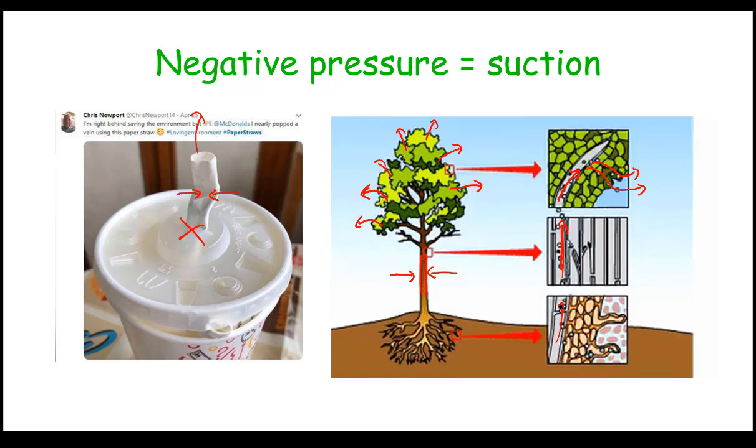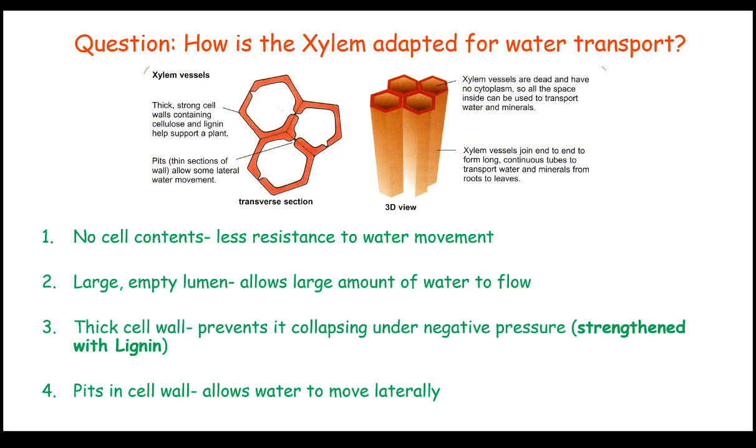And if it wasn't for this lignin, the xylem vessel would actually collapse in on itself, and the transport of water and ions from the roots would actually stop. So this lignin helps strengthen the xylem and prevents its collapse under negative pressure, which is basically the suction created by transpiration. So the main things to take away from this is that the xylem transports water and ions. We need to know how it's adapted for water transport. And we also need to know the function of lignin, which is to prevent the collapse of the xylem under negative pressure.